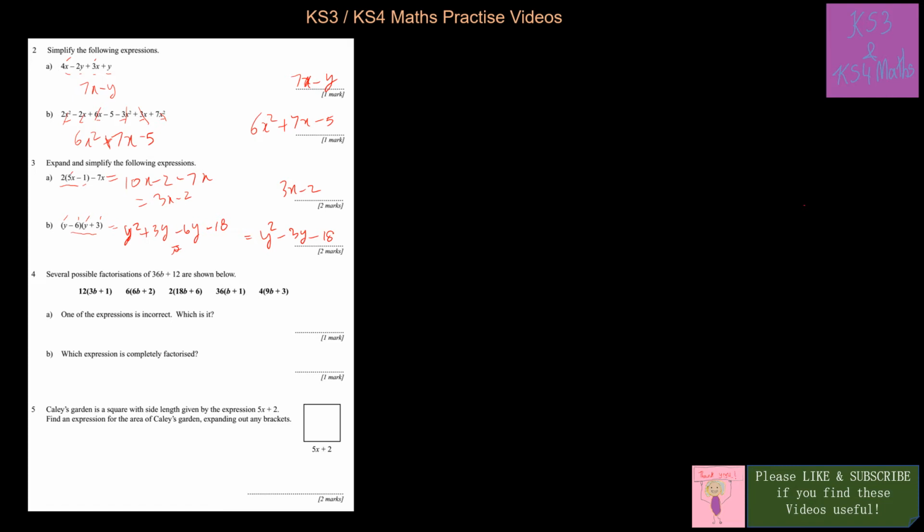Okay, number 4 is saying several possible factorizations of 36b plus 12 are shown below. So one of the expressions is incorrect. Which is it? So if you just try and multiply this, 12 times 3 is 36, so 36b plus 12, so this is right.